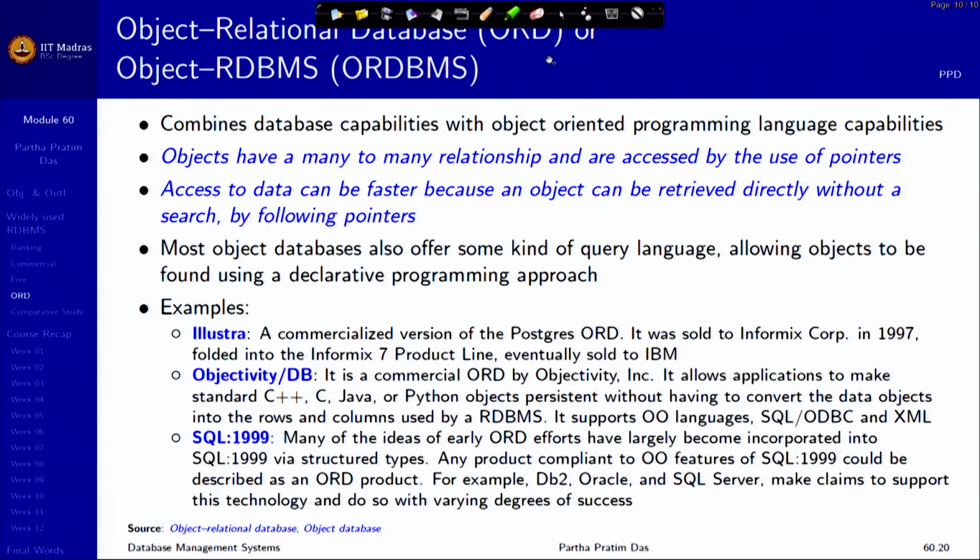Now, there are object relational databases like Illustra and Objective DB, which can support many to many relationships accessed by the use of pointers. So, that gets rid of the excessive use of join, which is the most costly operation in a relational database. So, it has advantages in that way. Their penetration is still not very high because strong object based databases have actually gone into the NoSQL space, as you have already seen.